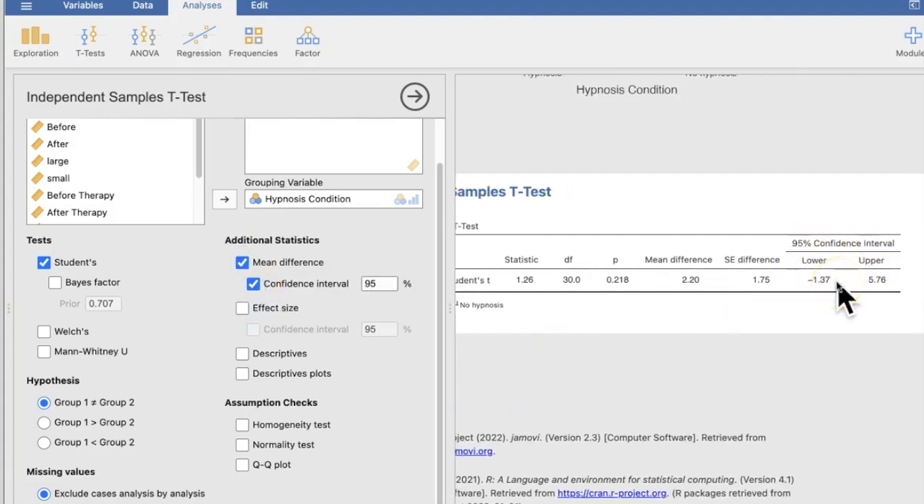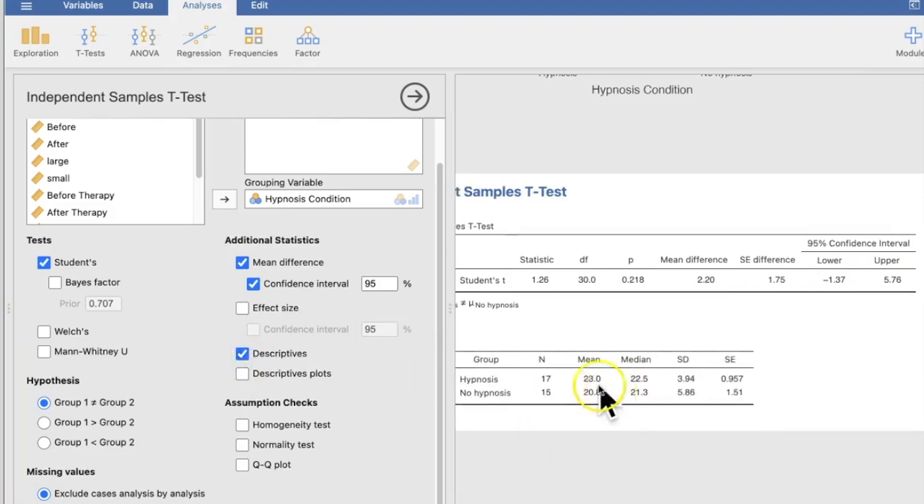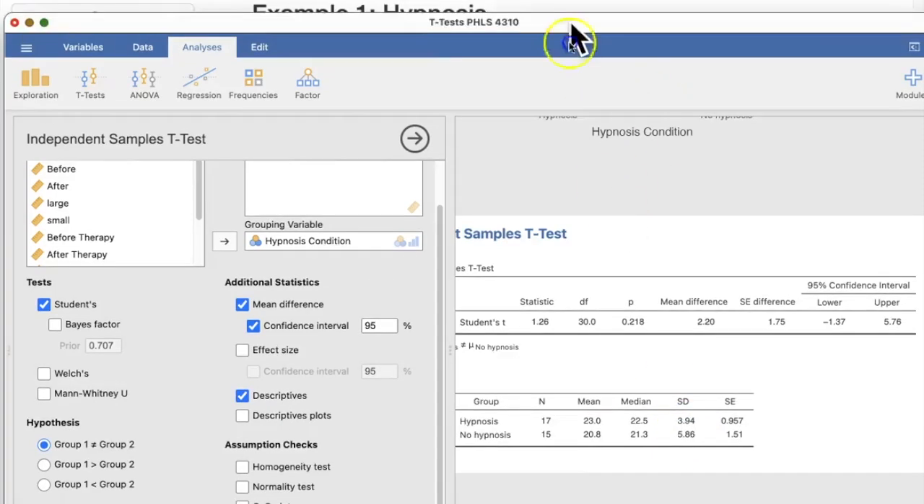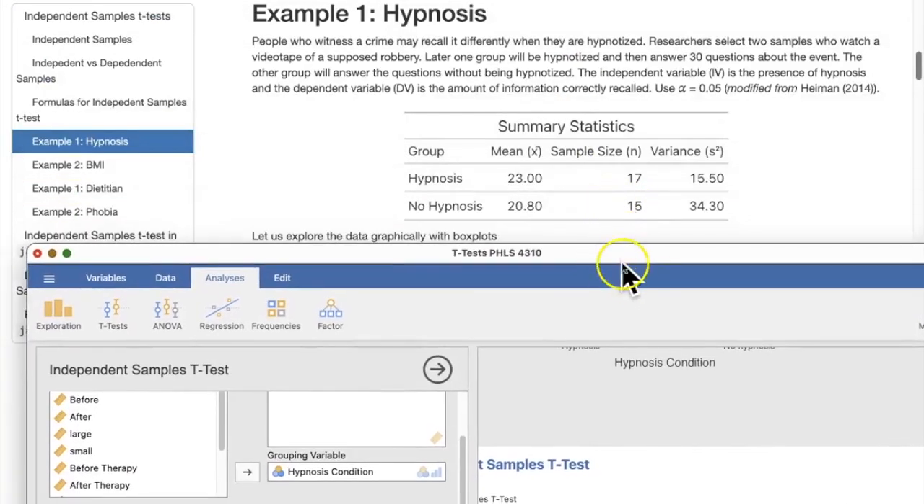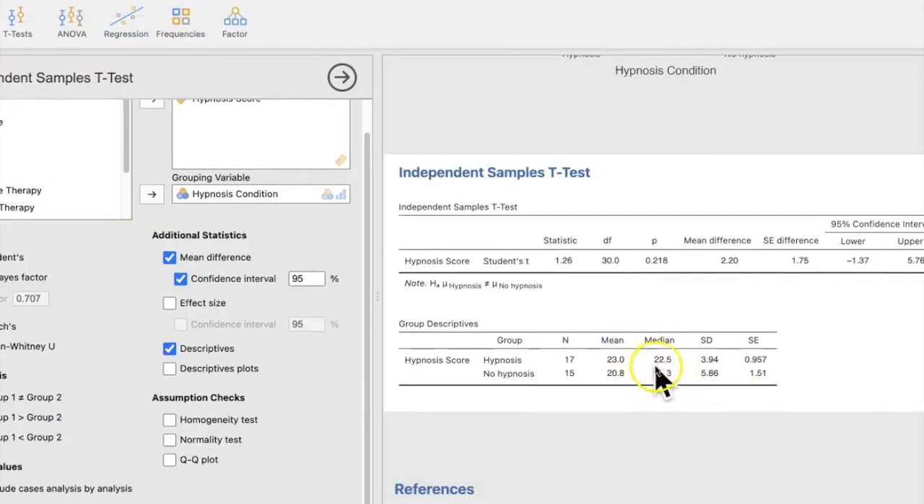Our confidence interval is a little off by a couple of decimals compared to when we did it by hand, but that's fine. I recommend you check the descriptives. Here I have the sample mean again and the standard deviation. So if you wanted to go back and recreate this table from this table, you would have to do the opposite. You would have to square this value.